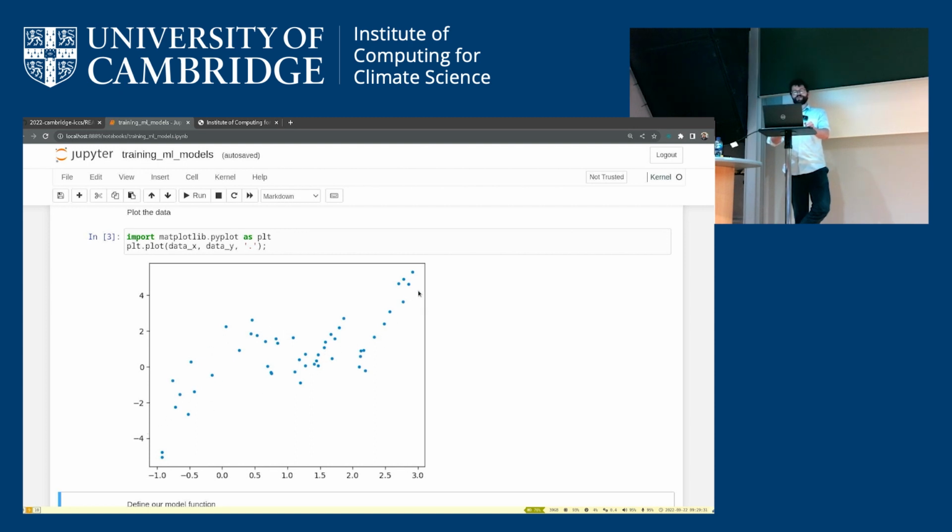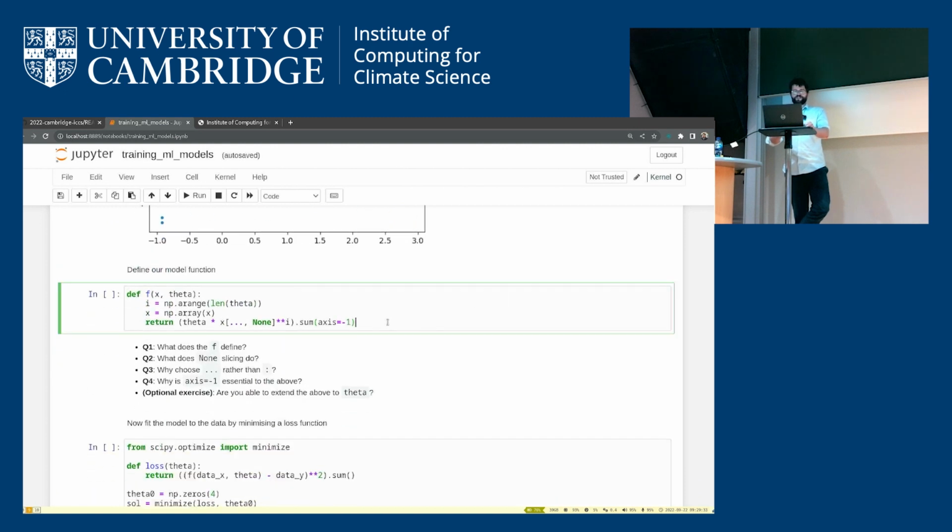So we start by defining our model function. Does anybody know what f defines here? Can they see what f defines here? So x here is data as a rule, and theta is the machine learning convention for model parameters. Is that a hand up? Yes, we're defining a polynomial. Yeah, so this is a somewhat opaque way of defining a polynomial.